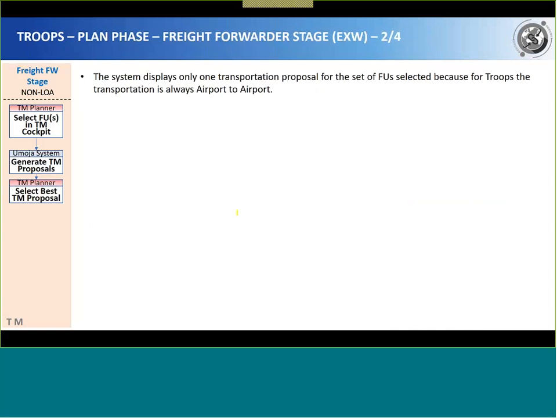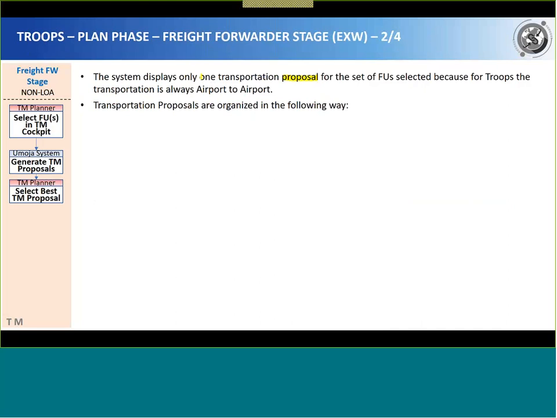The system will display the different proposals that we saw for COE and for UNOE, as we can have different routes because we have different legs in the transportation. There are going to be different proposals from the system.